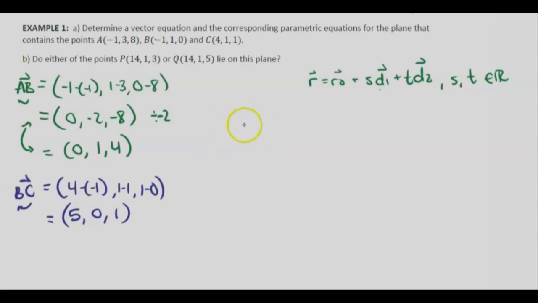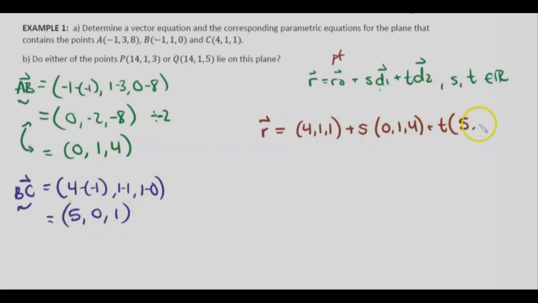So that's it. Let's write out our vector equation. Pick a point first, A, B, or C, it doesn't matter. I like to avoid negatives, so I'm going to write C, which is 4, 1, 1. But if you wrote A or B, it's still the correct answer. Plus parameter s times either one of these direction vectors. It doesn't matter. 0, 1, 4, I'll just go in order. And then plus t, 5, 0, 1.